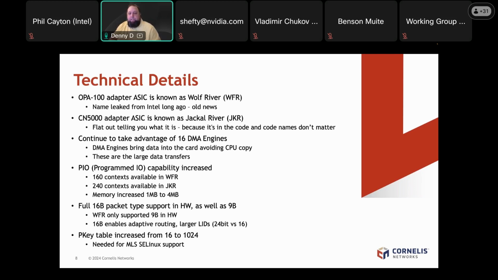And this is why the 16B stuff is really cool, because it enables fancy stuff like adaptive routing. We can use a much larger LID space: we got 24 bits versus 16 bits. And if anybody remembers, I talked a couple years ago at an OFA conference about SELinux and how we were supporting it. One of our limitations at the time was we were only able to support 16 P keys in hardware. We've increased our P key table from 16 to 1024 in Jackal River. So we're able to do the full MLS stuff.